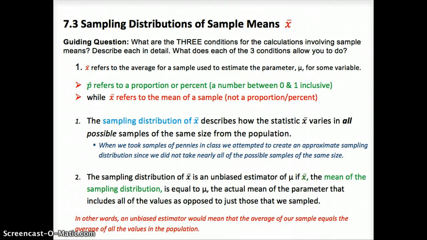Oftentimes, since that's not realistic to find, we will approximate the sampling distribution by taking as many repeated samples as possible. Again, that's an approximation, since it wouldn't contain all possible samples of the same size.